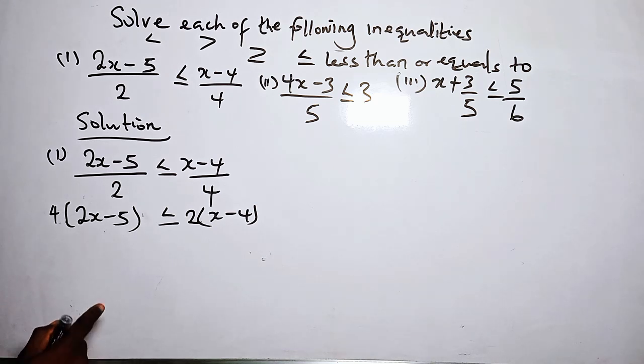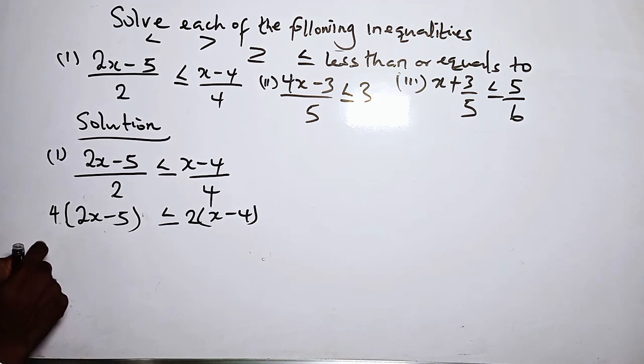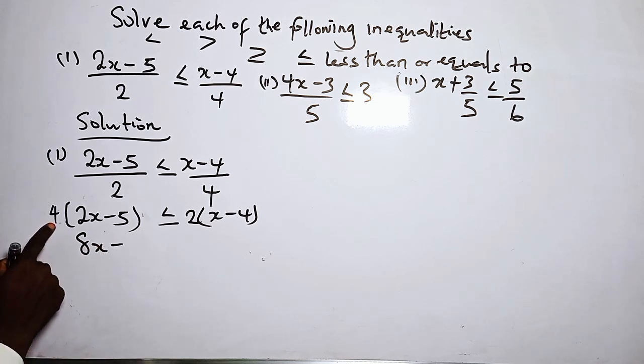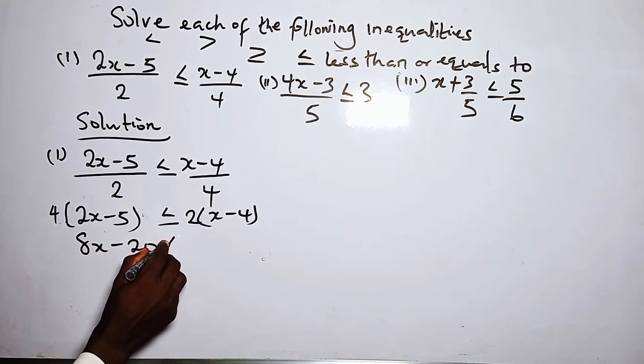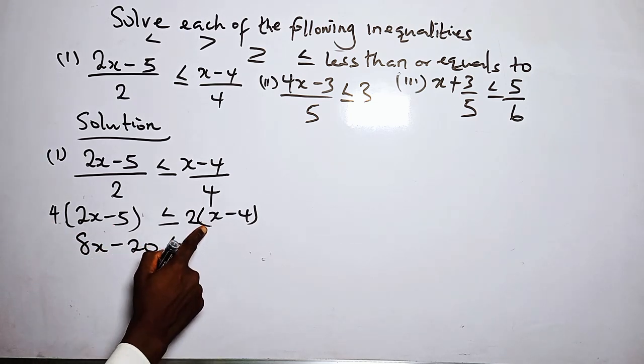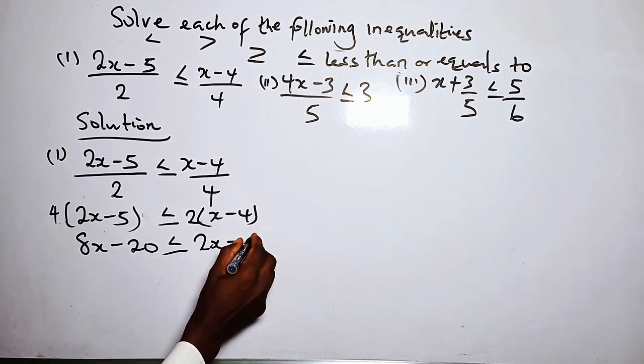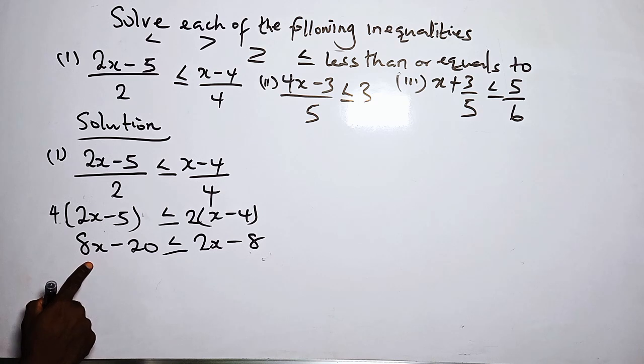So the next thing we do now is to open up the bracket with 4. So for 4 times 2x, we have 8x minus, for 4 times 5, we have 20, less than or equals, so for this, we have 2x minus 2 times 4 is 8. What do we do from here?